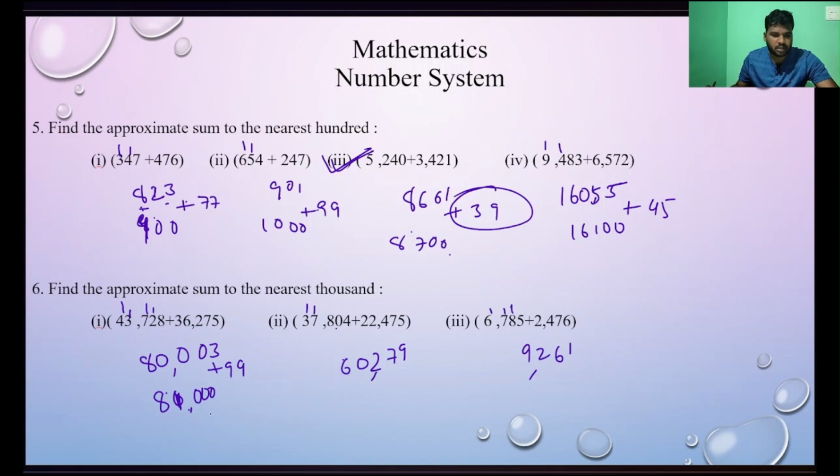Now moving on here, similarly this is not 99. Now here we got the answers, 80,003 and 60,279, and here 9,261. Now nearest thousand means what? This 80,003 should become 81,000. What it should become? It should become 81,000. How much needed to become 81,000 means 997 needed. Similarly here also it should become 61,000, right? Why? Because we are discussing the nearest thousand, which means we have to convert every number to the nearest thousand.